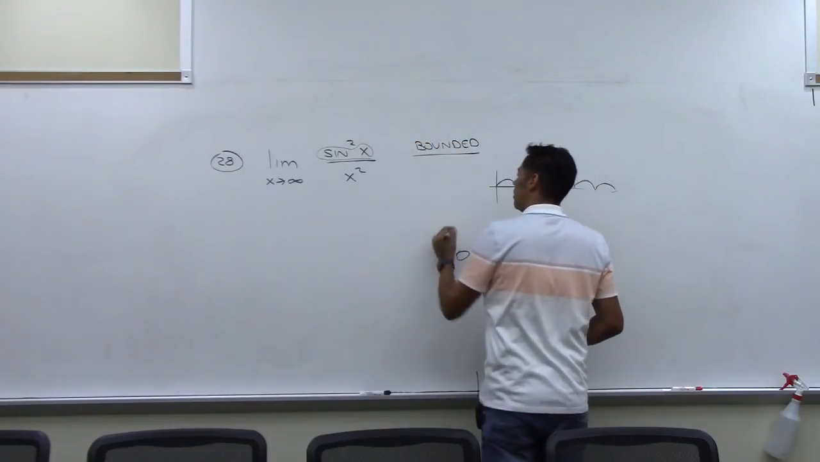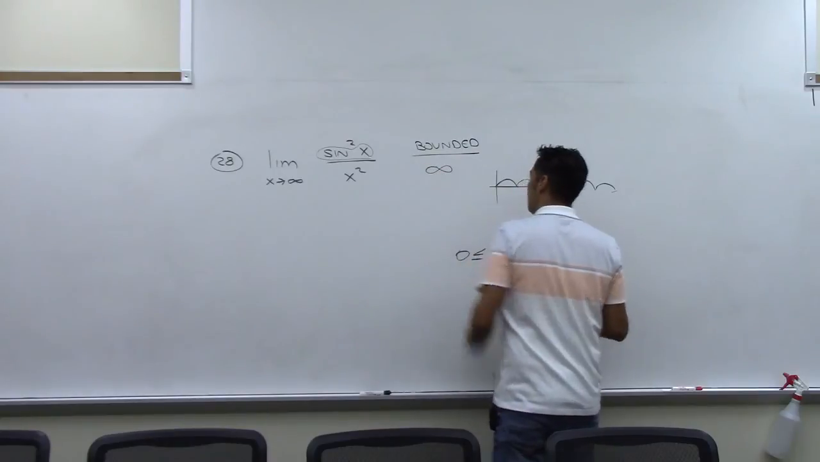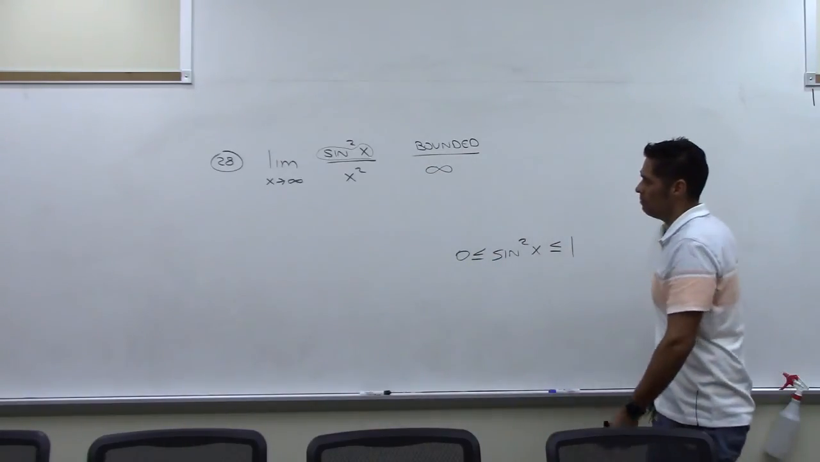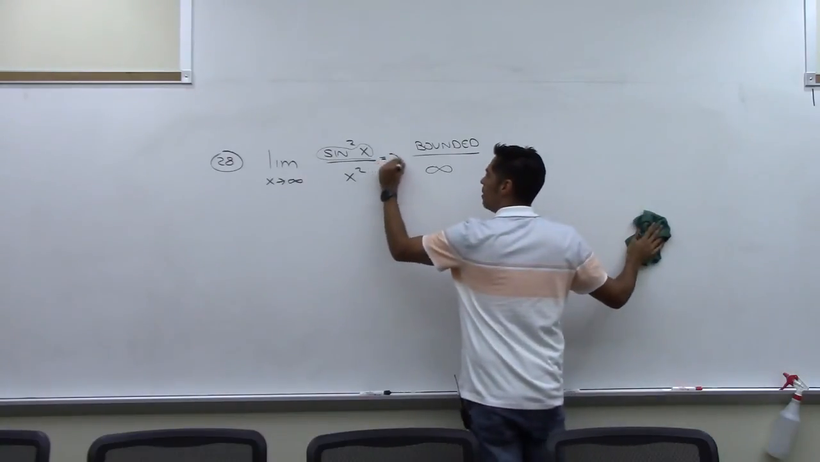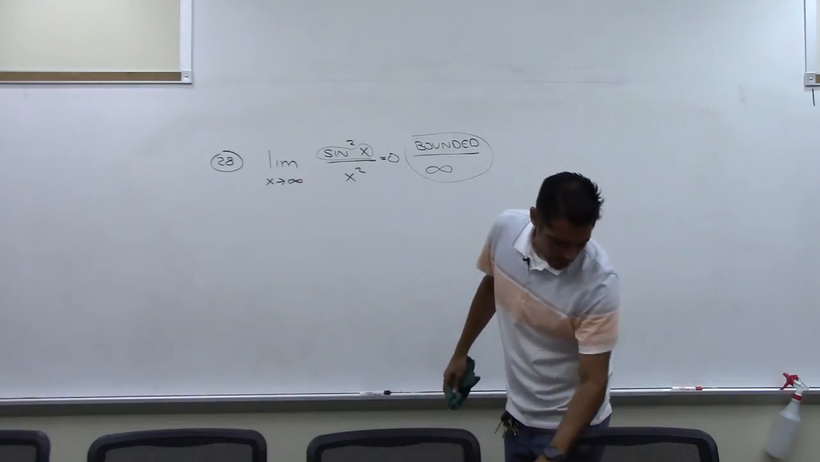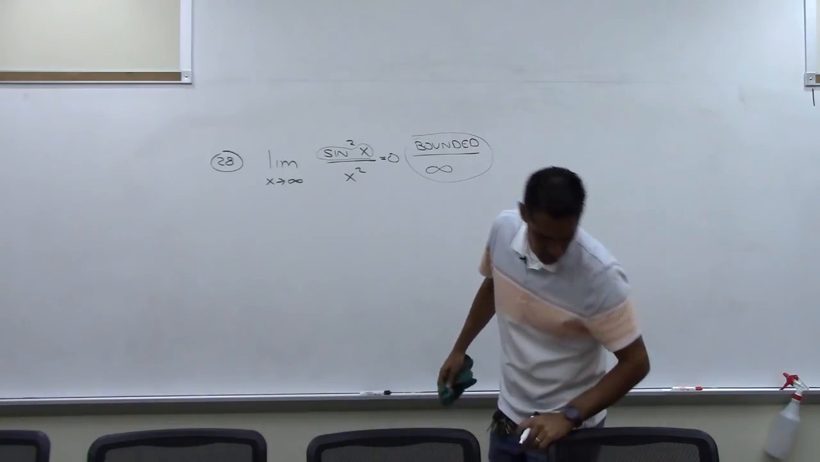And the denominator goes to infinity. And anytime we see something bounded over infinity, this thing goes to 0. And there's no more work to do. You just need to state that it was bounded over infinity. All right, let's look at 29.